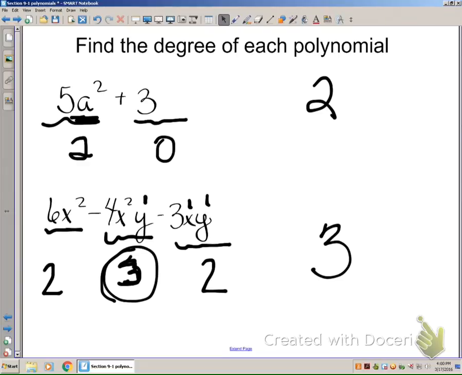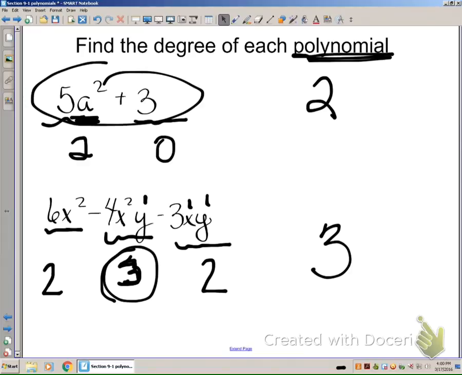So if we're finding the degree of a monomial, we're just adding them all together. But when it's a polynomial, we find the greatest degree of any term in the polynomial. Let me say that again. It's the greatest degree of any term in the polynomial. So the greatest degree of this polynomial is the 2. The greatest degree of the terms of this polynomial is the 3. That's why this has a degree of 2. This one has a degree of 3.